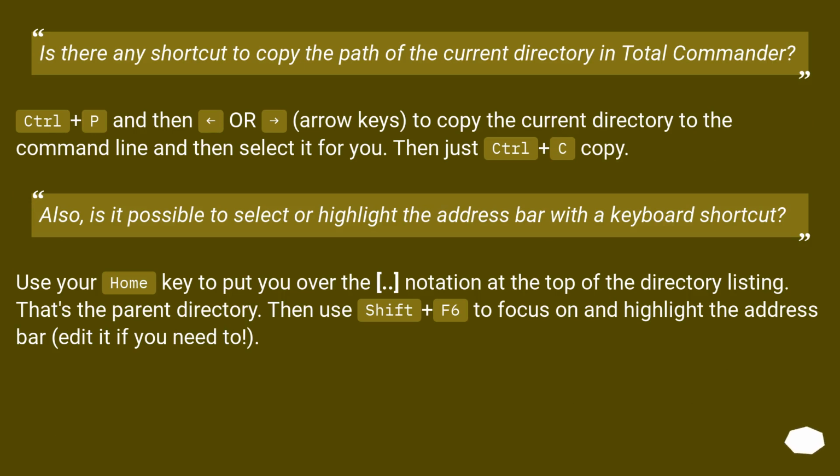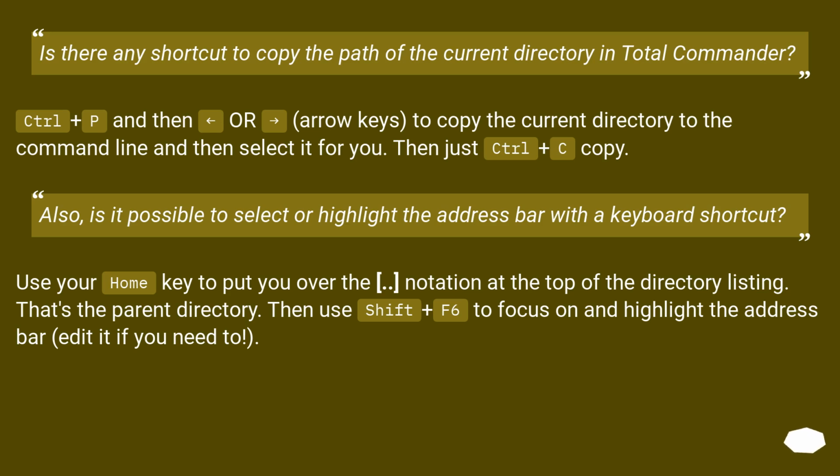Is there any shortcut to copy the path of the current directory in Total Commander? Ctrl+P and then arrow keys to copy the current directory to the command line and then select it for you. Then just Ctrl+C to copy.